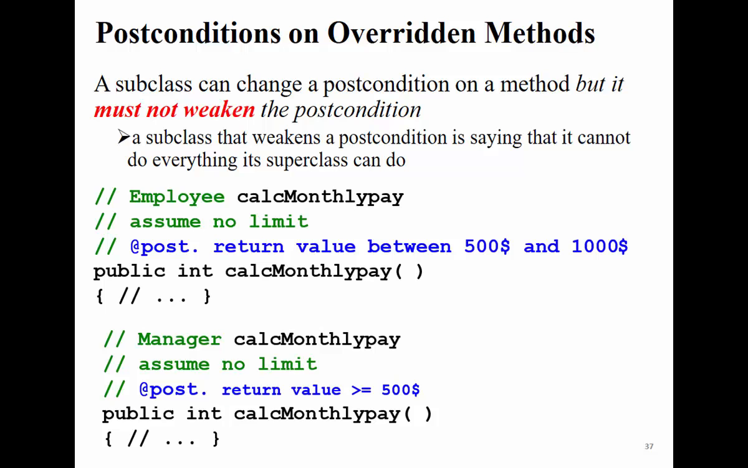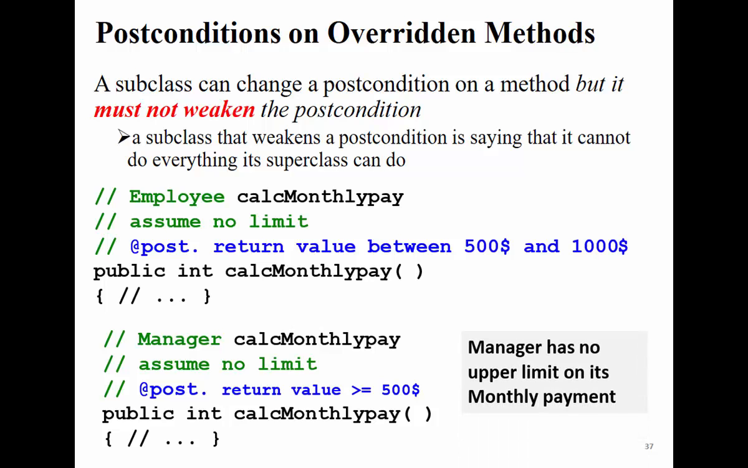Now, if I extend Employee to create Manager and override calculate monthly payment inside Manager, and I say the postcondition for this method guarantees that it is greater than 500, I weaken the postcondition. Did I make it stronger? No, I make it weaker. That is not good practice. In this case, this is not good practice. The manager has no upper limit on the monthly pay, while the employee has an upper limit for the monthly pay, which is 1,000.